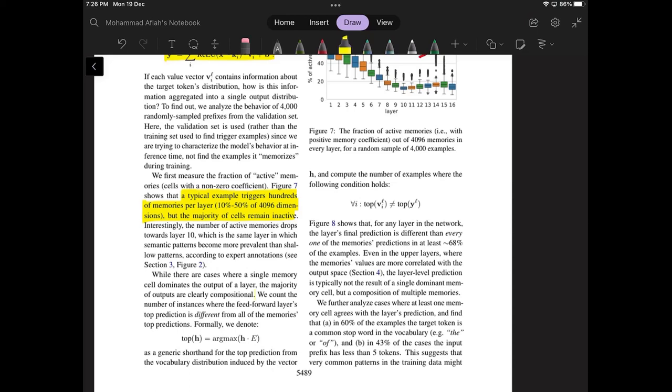We count the number of instances where the feed-forward layer's top prediction is different from all the memories' top predictions. Formally, we get this notation. They want to find this because what they're hypothesizing is that the key that triggered can find the next token in the embedding space. So this is what that would formally be represented as. And this is a shorthand for the top prediction from the vocabulary distribution induced by the vector h, and we compute the number of examples where this does not hold.